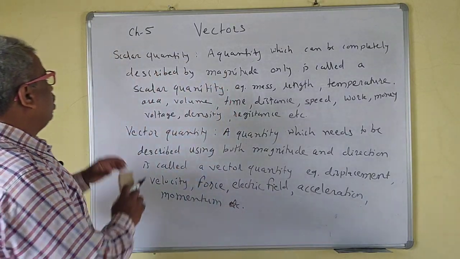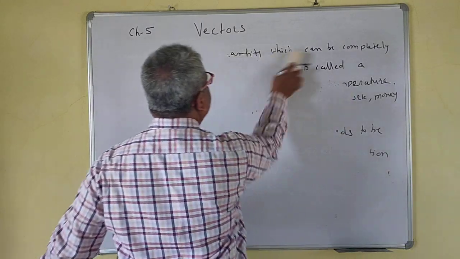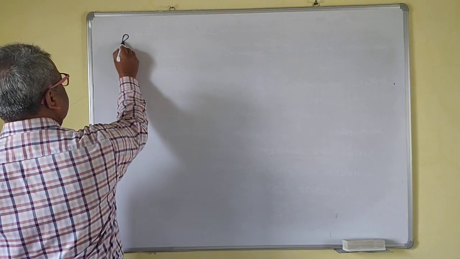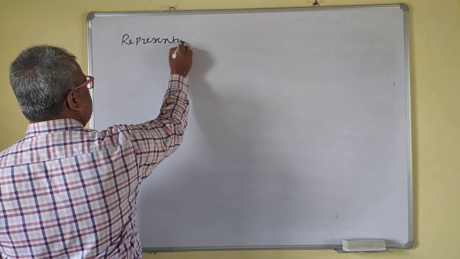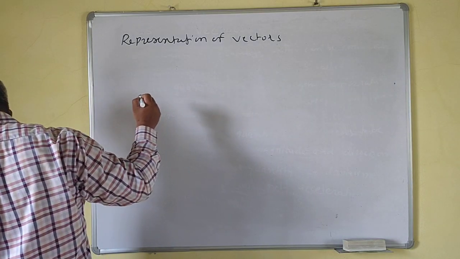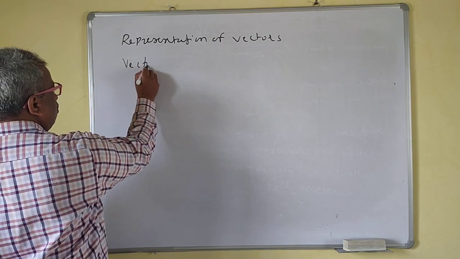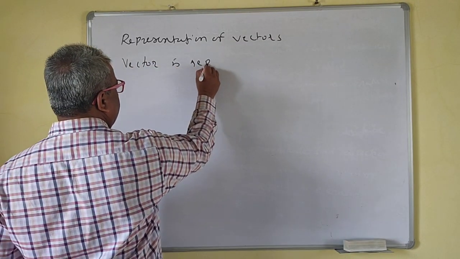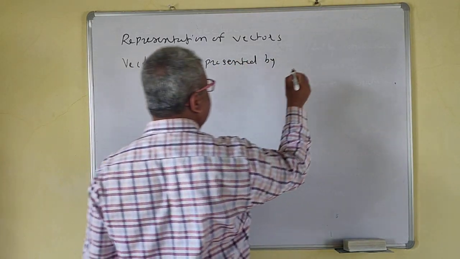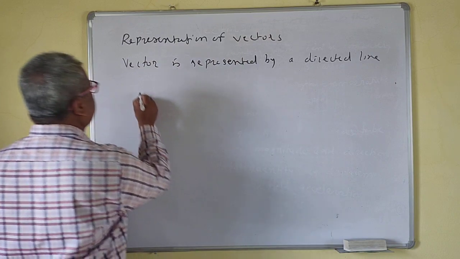Okay, so now the problem is how to represent a vector. So we'll see the representation of vectors. A vector is represented by a directed line segment.